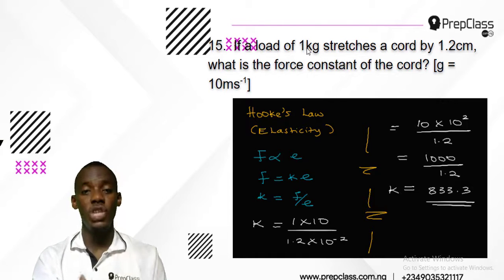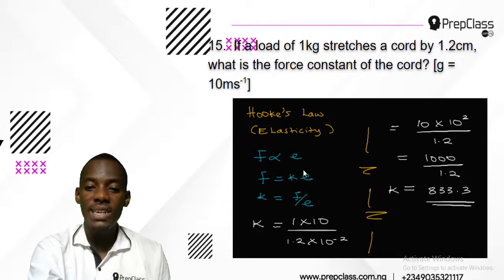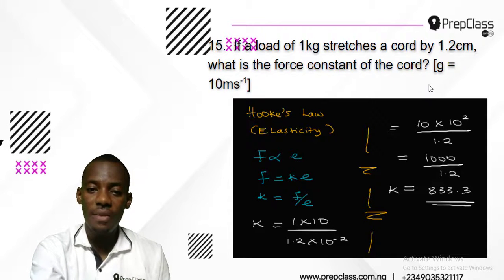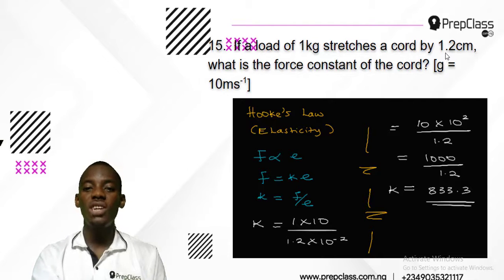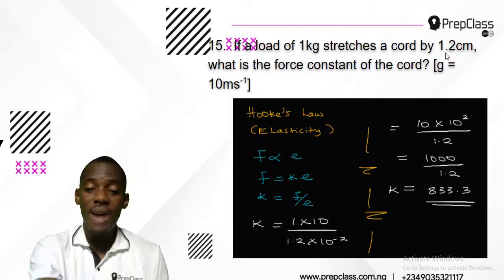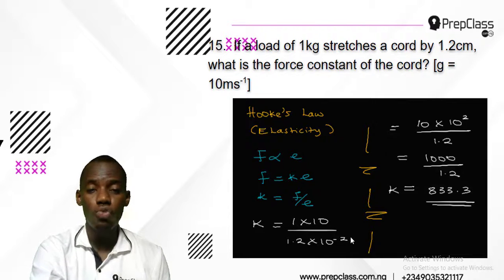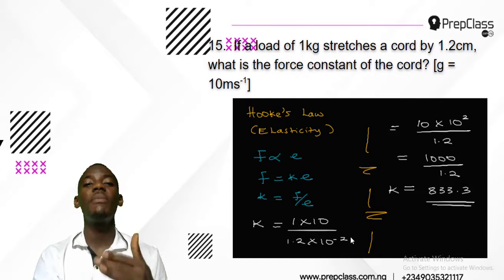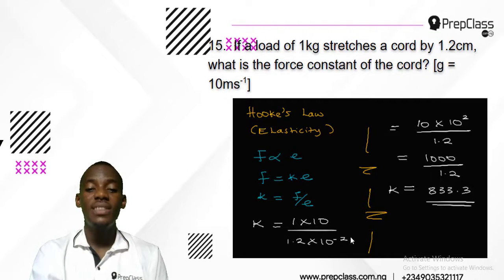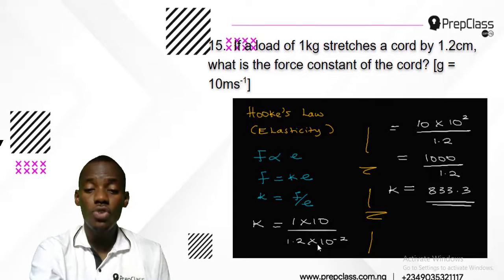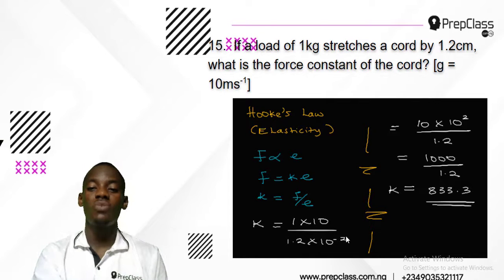Now, force is mass times G, mass times acceleration due to gravity. So the mass here is 1 and the acceleration due to gravity is 10. Okay, then that's the force over the extension given to me, which is 1.2 centimeter. You must change it to meter, and that will become 1.2 times 10 to the power minus 2, because to change from centimeter to meter you must divide by 100, and that is 1.2 times 10 to the power minus 2, and that is what you get.